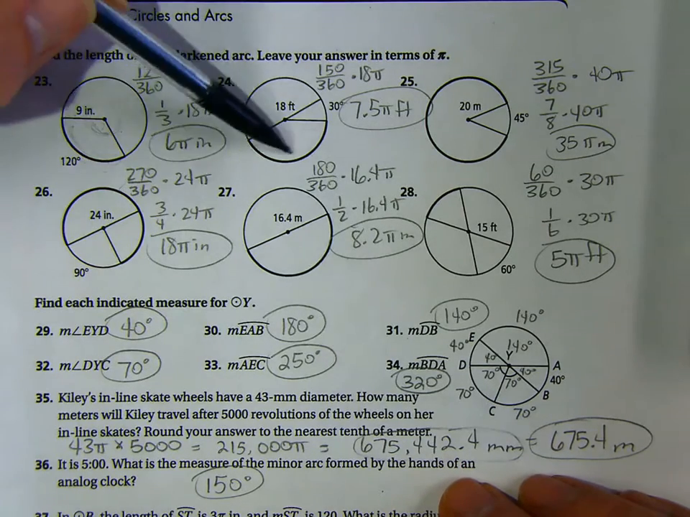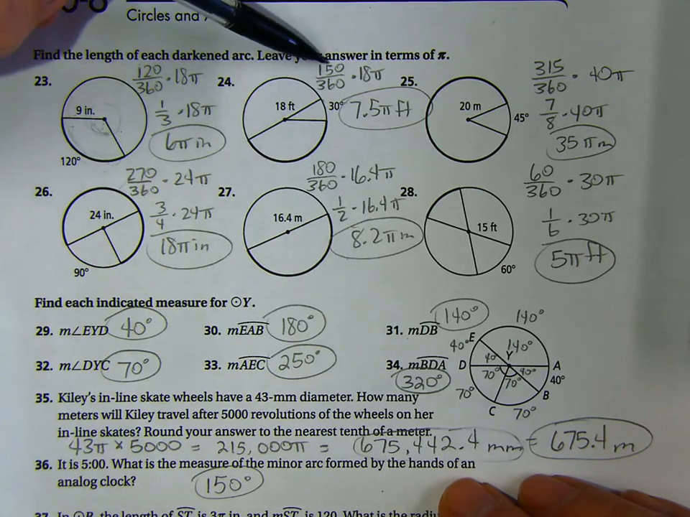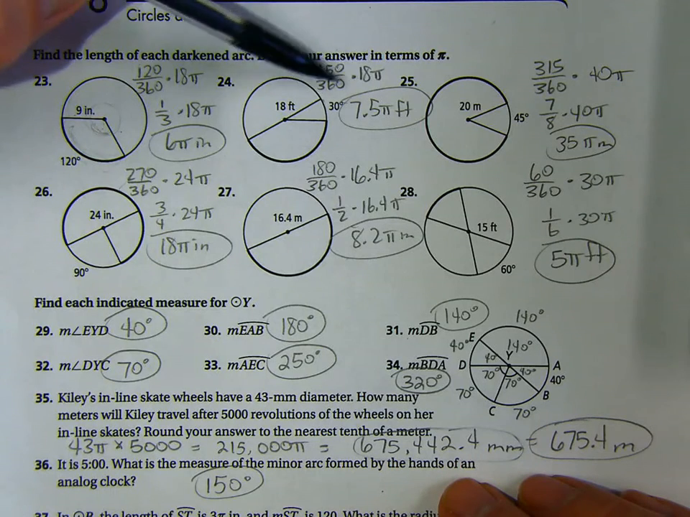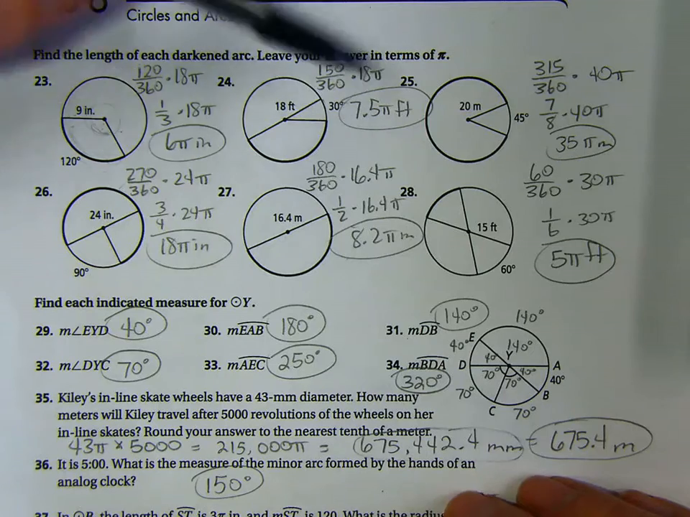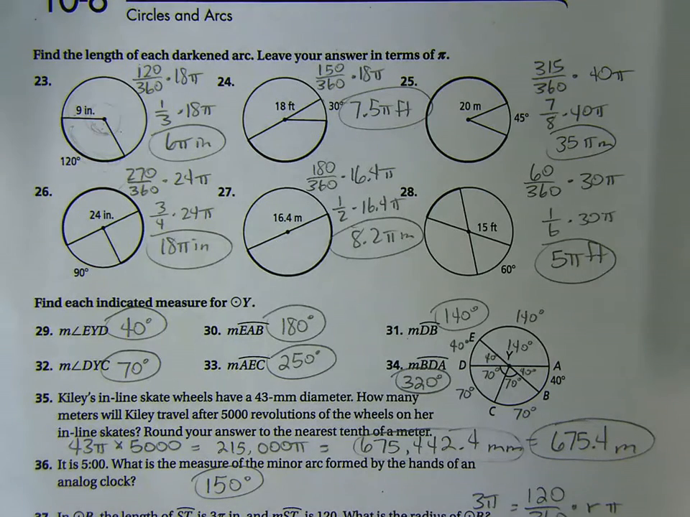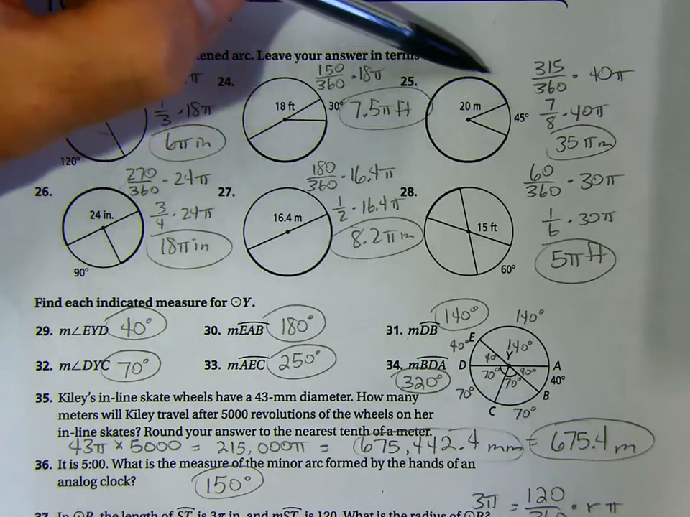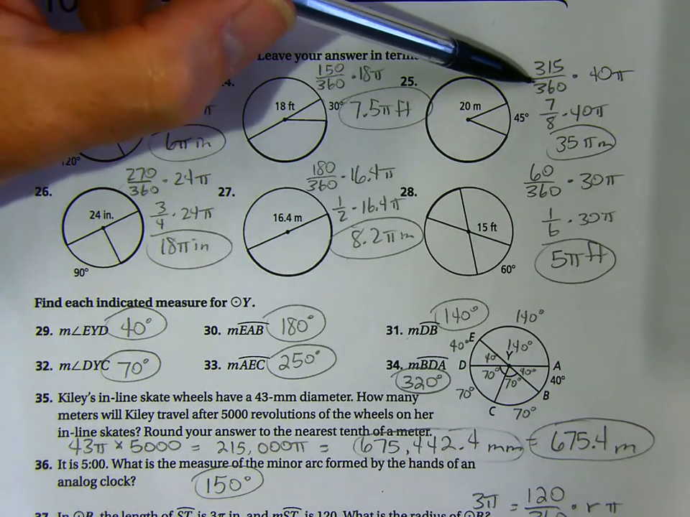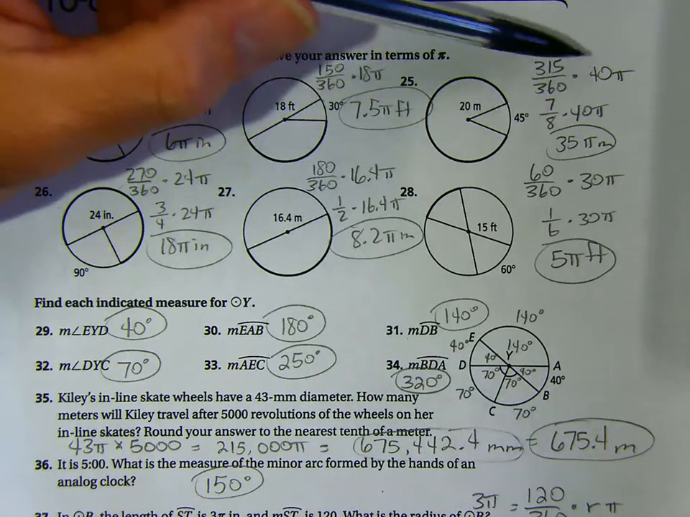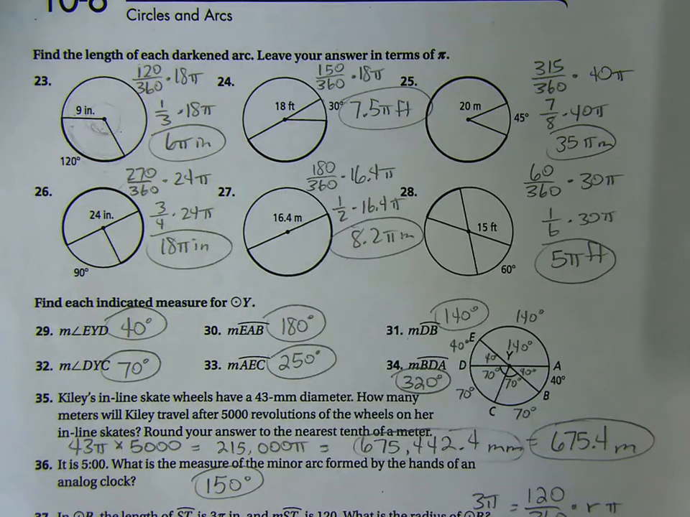This one, the darkened arc here, since that arc is 30, this arc must be 150 because there's a diameter. So 150 over 360 times 18 pi, and I've got 7.5 pi feet when I multiply that out. The next one, 315. A minute ago we had 45 degrees here, so that's 315 degrees around there. So it's 7/8. 315 over 360 is 7/8 of 20 doubled, which is 40 pi. 7/8 of 40 pi is 35 pi meters.